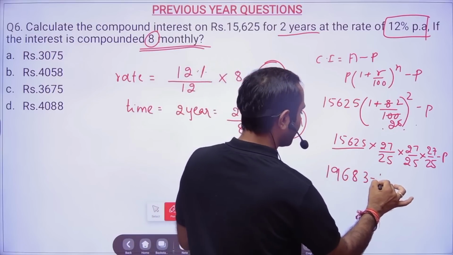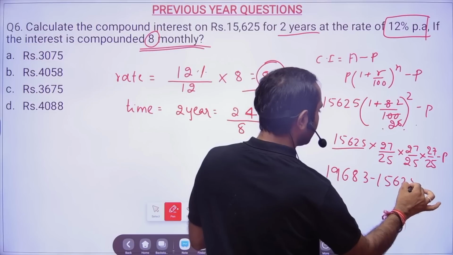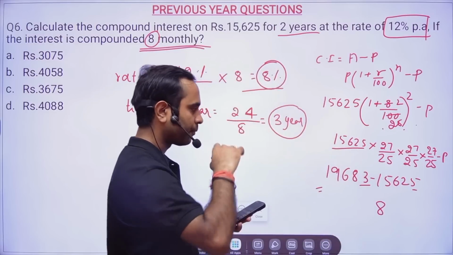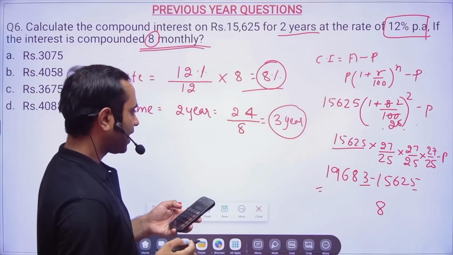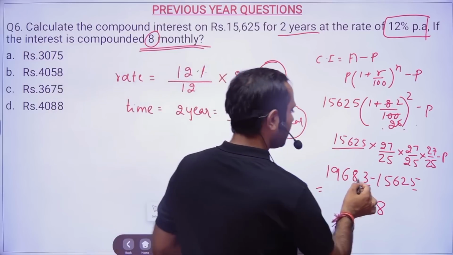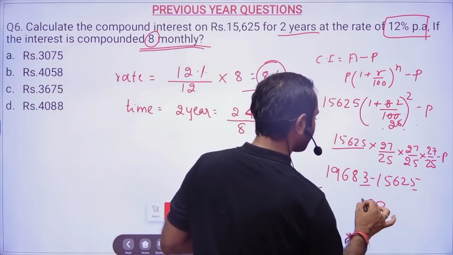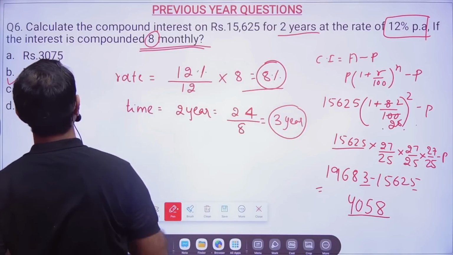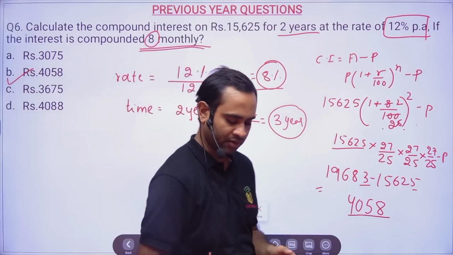19,683 minus 15,625. Now if you calculate, 13 5s are 8. That's all done, right? So at the end it should be 8. And 7 minus 2 is 5. 6 minus 6 is 0. It is 4,058. Option B will become the correct answer for this particular problem, right?